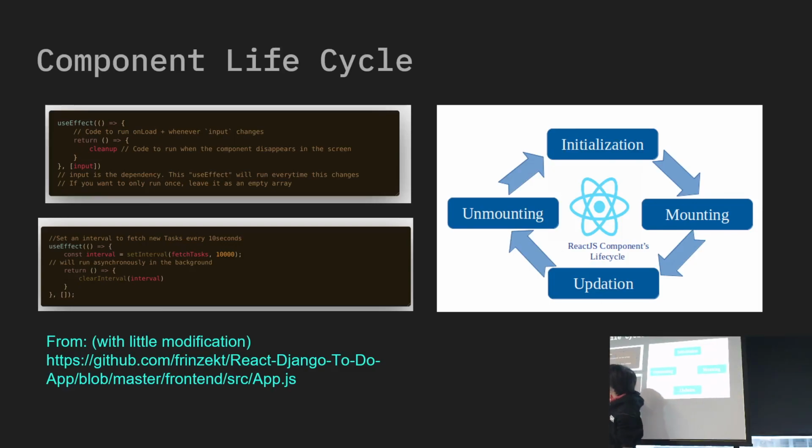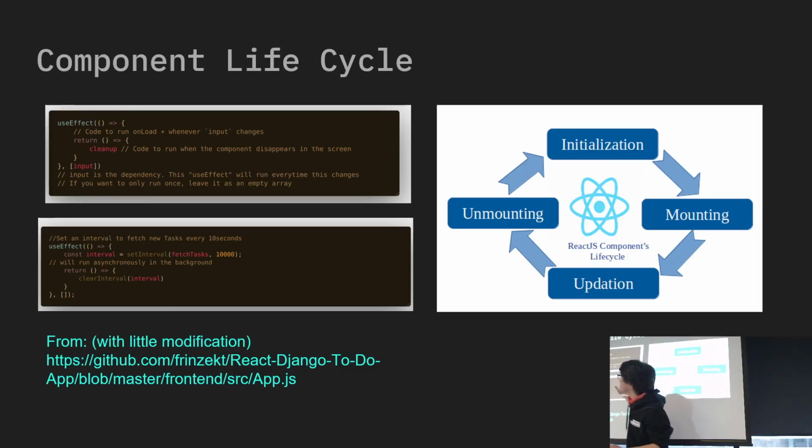So this is what the syntax looks like. I have my code over here that runs whenever it's loaded or whenever the input changes. I have what's called the return here, which is code to run when a component disappears from the screen. So when I move to certain different pages. And then input is just the dependency. So this useEffect will run every time this input changes. If you only want this code to run once on component load, then you just leave it as an empty array. Let's take a look at this example.